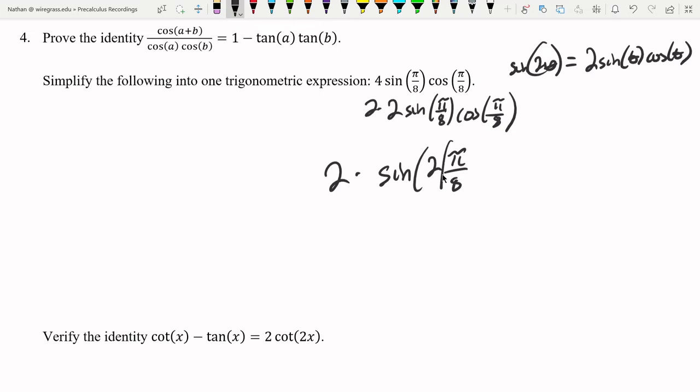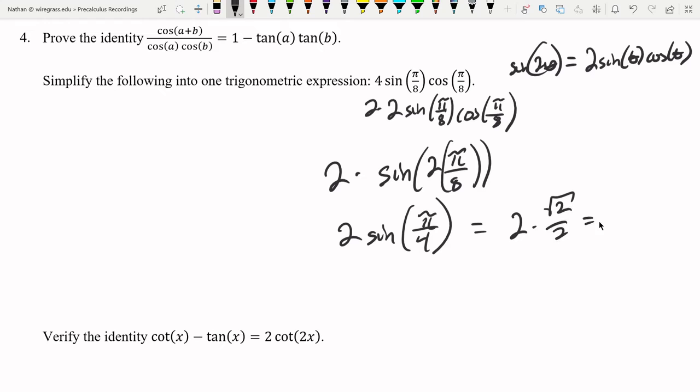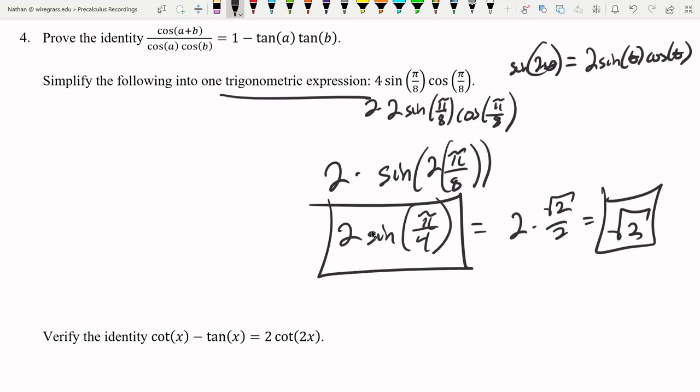Theta in this case, of course, is pi over 8. That's going to give me 2 times sine pi over 4. And this, of course, you can actually evaluate. It evaluates down to 2 times root 2 over 2, which is just root 2. But that's not what they wanted. They wanted a single trig expression. And so that would be the correct solution.